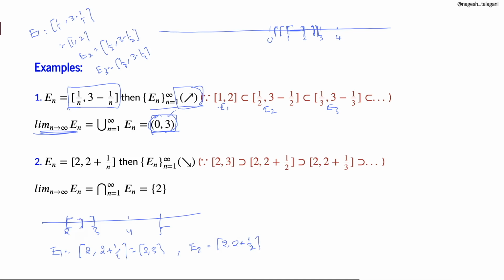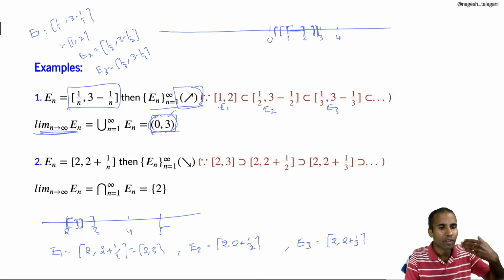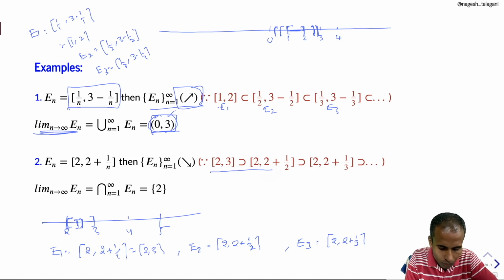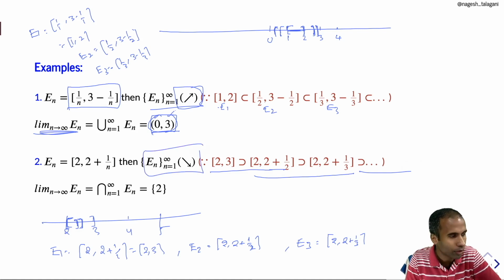That is E2. Then E3 is going to be the closed interval 2 to 2 plus 1/3, that means here to something like here. As you see, E1 contains E2 and E2 contains E3 and so on. So in this case, we have a decreasing sequence of events.